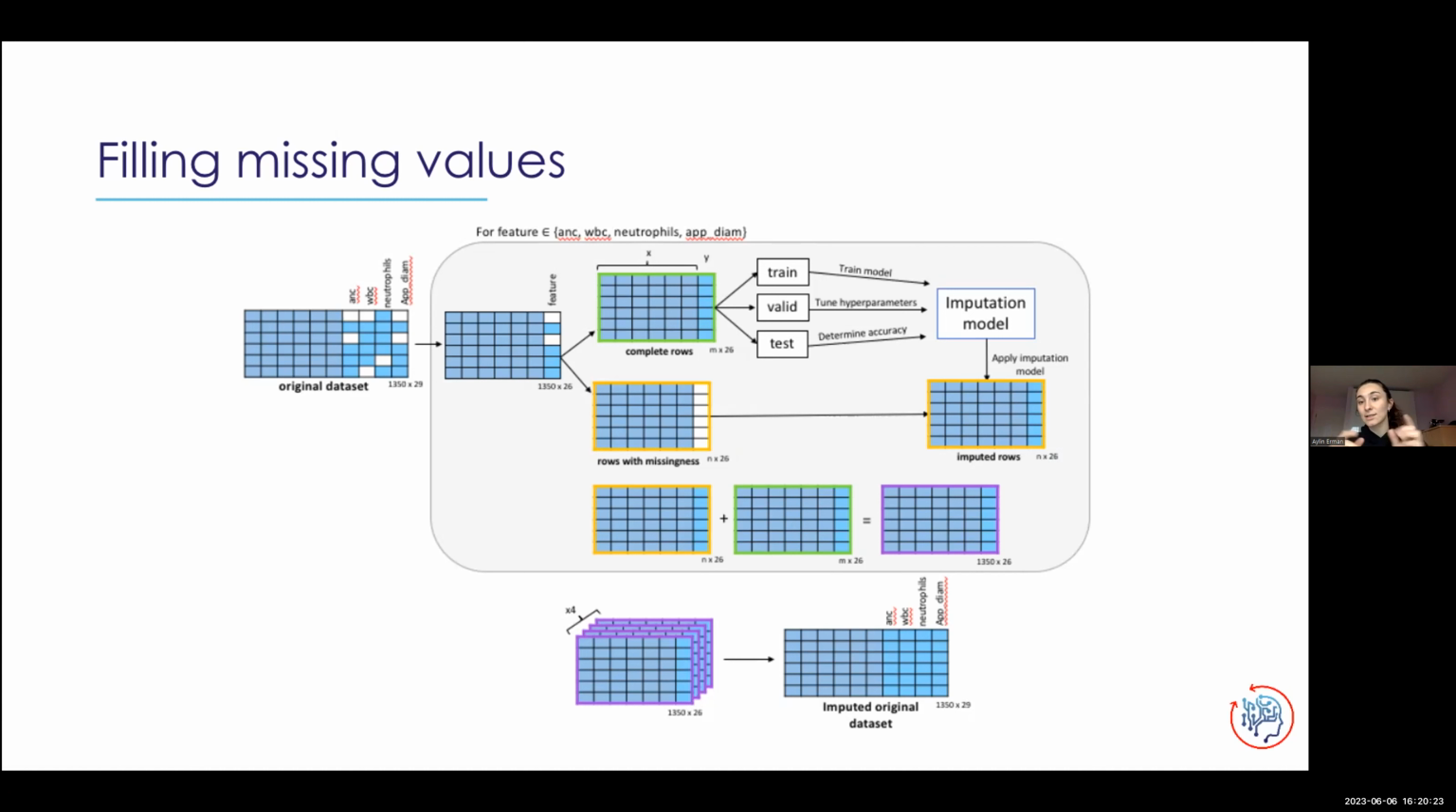Using the complete data set, you train your machine learning model, and then you apply your trained model onto the rows with missingness to impute them, or predict them. You then just concatenate the known Y values and the predicted Y values, and that is your fully filled in feature or variable. You do that for each of the variables that have missingness to ultimately produce this fully imputed data set. And remember, there are 12 different ways you can impute this, meaning that we have 12 different imputed data sets at the end.